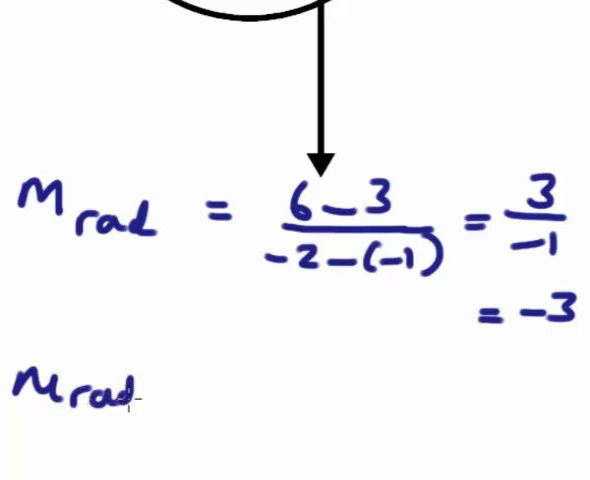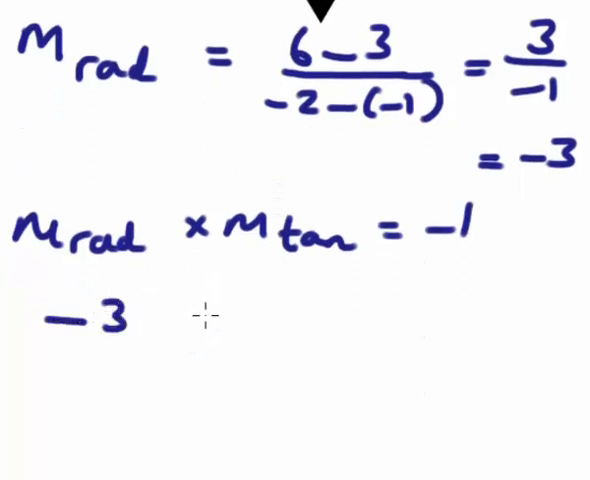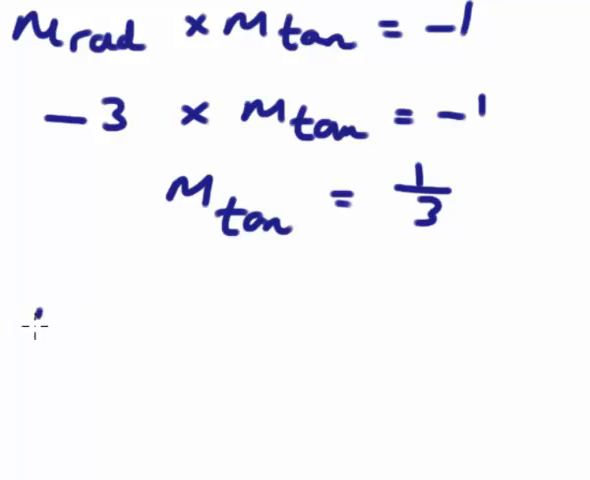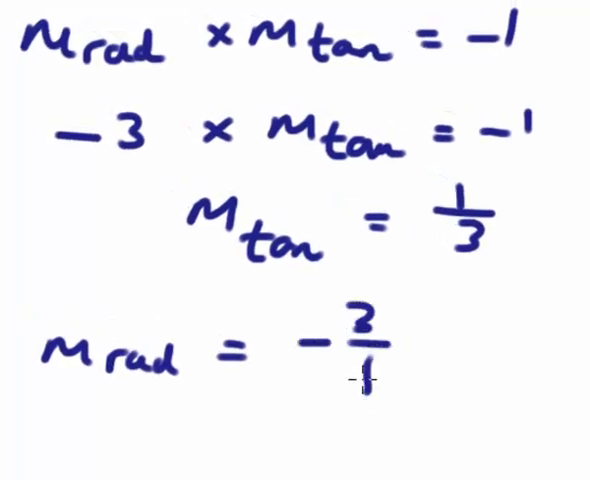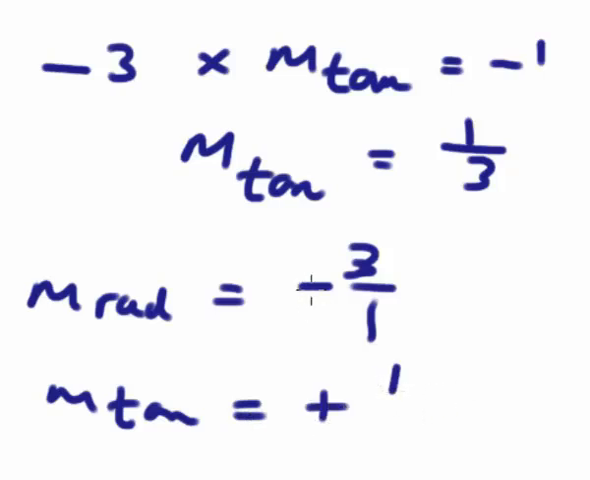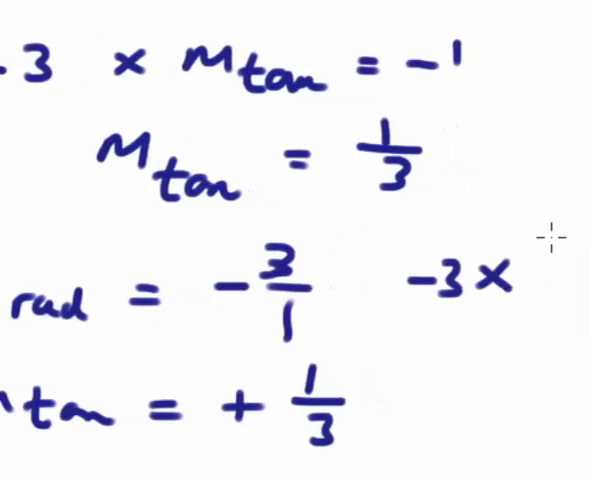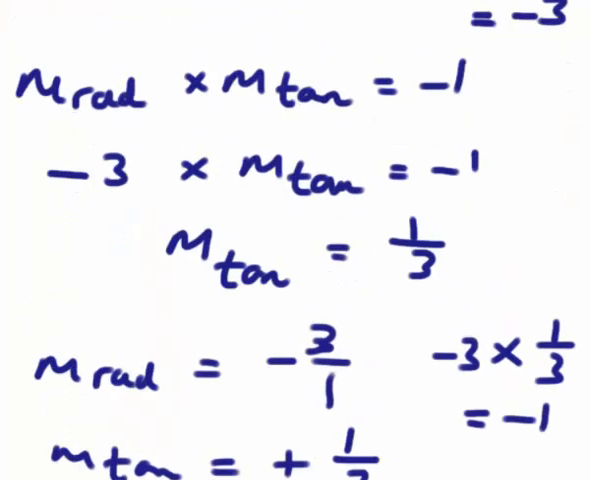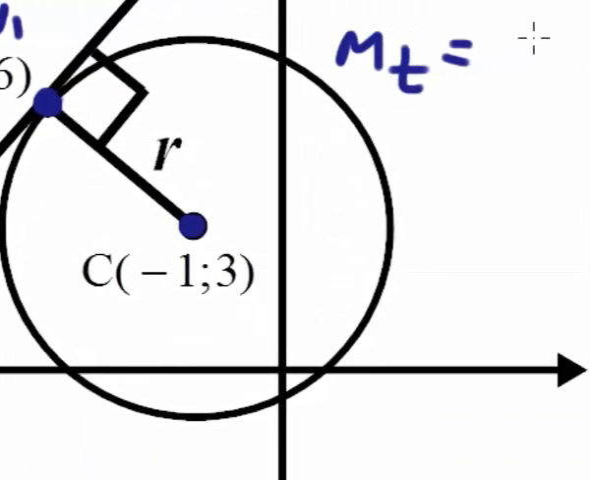Now, what do we know? We know that the gradient of the radius multiplied by the gradient of the tangent must be -1 because they're perpendicular. We know the gradient of the radius, so let's plug it in. If we divide both sides by -3, the gradient of the tangent is going to be 1 over 3. It's quite true: if the gradient of the radius is -3 over 1, the gradient of the tangent, you simply swap the sign and flip it, so 3 over 1 becomes 1 over 3, a third. If you check, -3 multiplied by 1/3 gives you -1. So if you've got the gradient of the radius, you can easily get the gradient of the tangent because they're perpendicular.